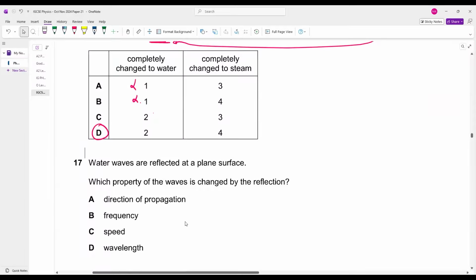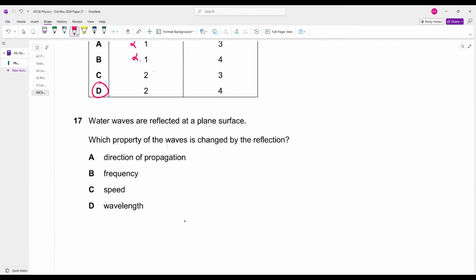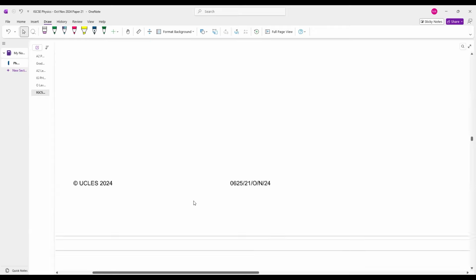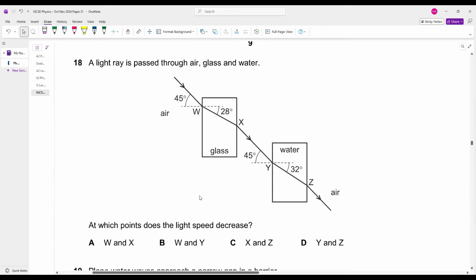Water waves are reflected at a plane surface. Which property of the wave is changed by reflection? Direction of propagation. हमेशा वेव की डायरेक्शन रिफ्लेक्शन से चेंज हो जाती है. ओके. A light ray is passed through air, glass and water. At which point does the speed decrease? बेटा स्पीड कब डिक्रीज होती है when you go into a more dense medium?